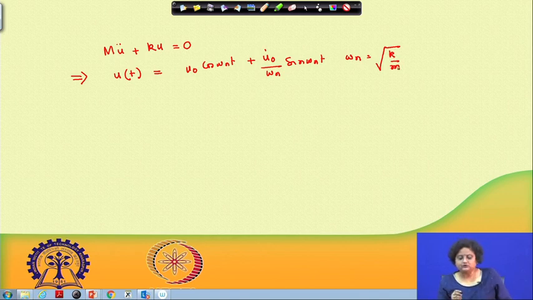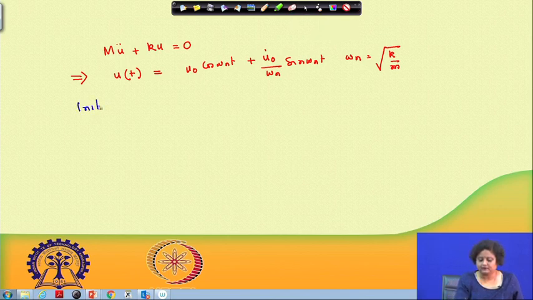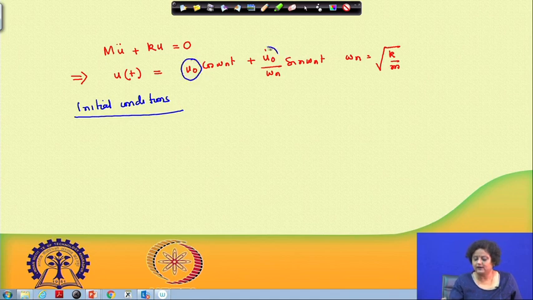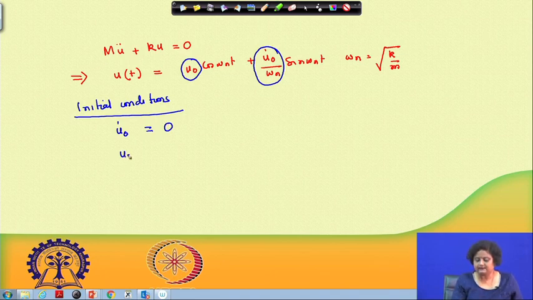Now our job is to find the initial conditions. To solve the problem, we need the initial conditions u0 and u dot 0. Once we know u0 and u dot 0, we will get the expression for the response. u dot 0 is going to be 0, because at t equals 0 there is no velocity applied to the single degree of freedom system. What about the initial displacement? We need to find u0.